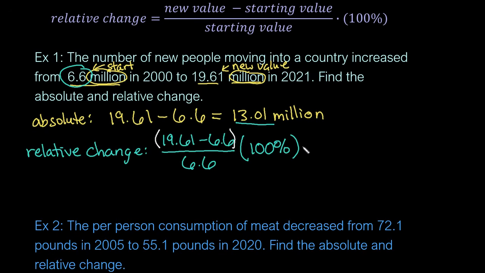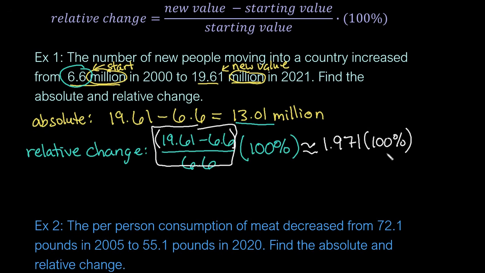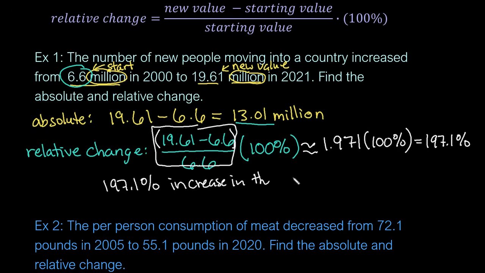So with this one, if I typed in just this part into my calculator, I do end up with approximately 1.971, and then I have to multiply that by 100. I don't put the percent in the calculator, I just multiply by 100, and we end up with 197.1% increase. So there is a 197.1% increase in the number of new people moving into a country.